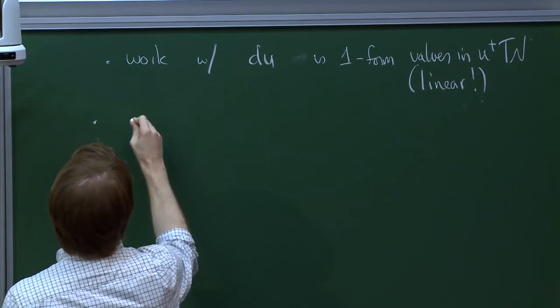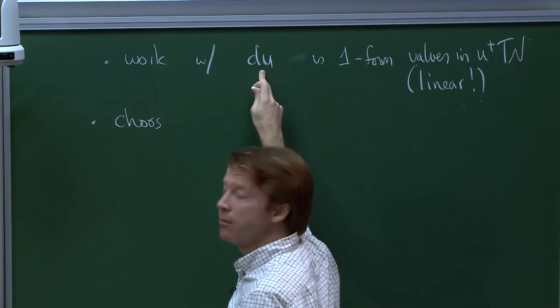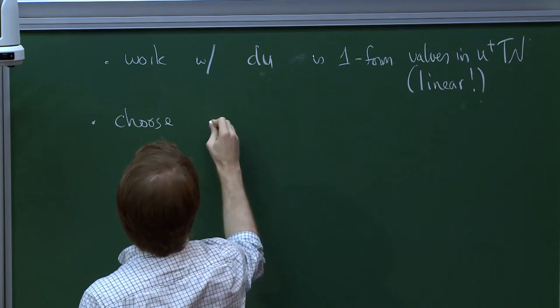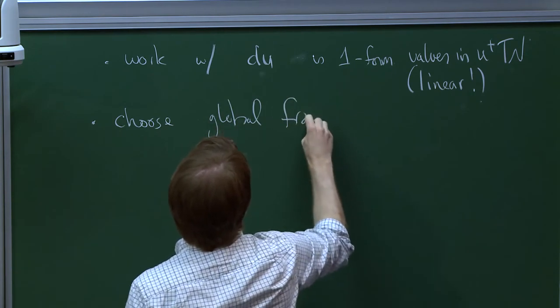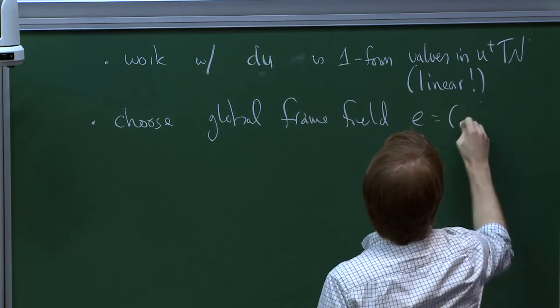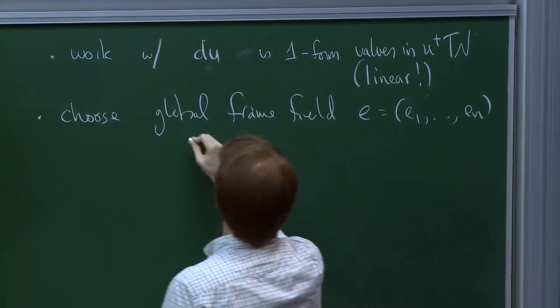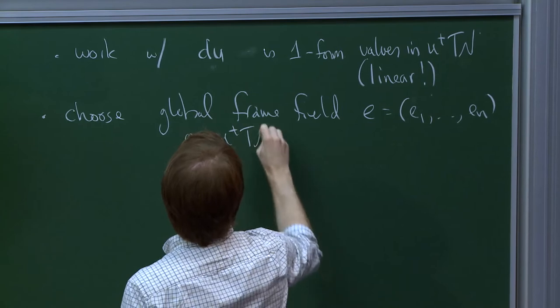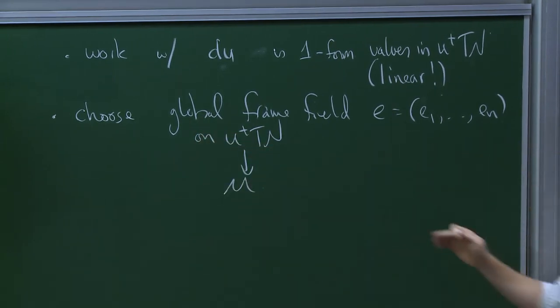The idea is to formulate the problem in terms of du. But the first step is to choose a global frame field E, a collection of n tangent vectors varying smoothly on U star Tn, which is a vector bundle over M.